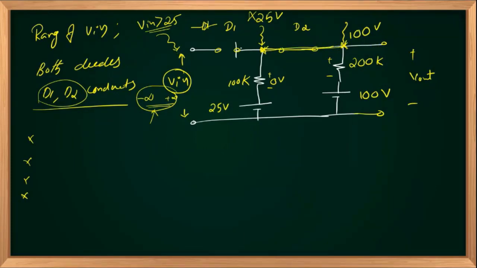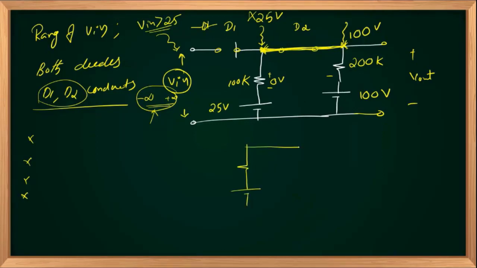Then V in should cross that particular V out to turn on D1. That we'll see. Anyway, my V out is nothing but some voltage during which D2 turns on. So I will write the characteristics in the other slide. And let me identify the value of V out here.